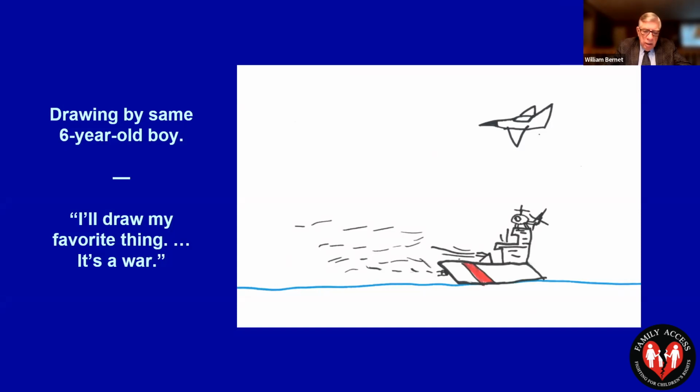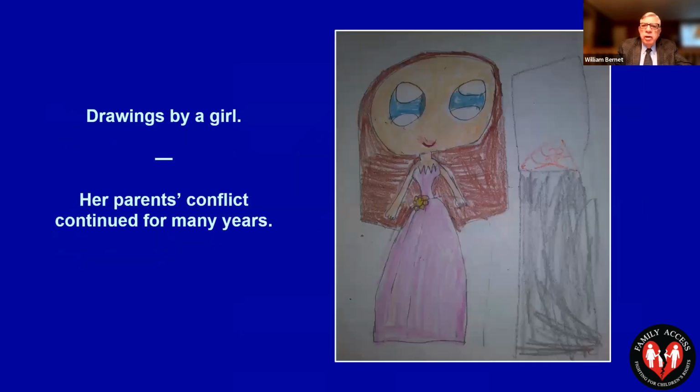It's a war. So that's a pretty amazing example of a child caught in the middle of a battle. So I have another one. What we're talking about now, we're not yet talking about alienation, we're talking about loyalty conflict. So here's another example of the same thing.